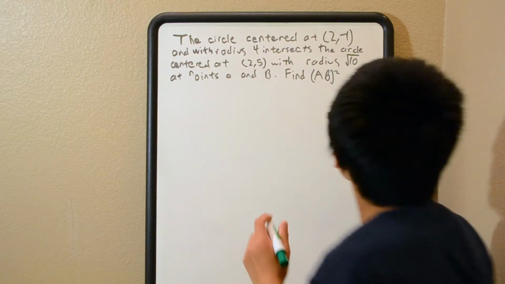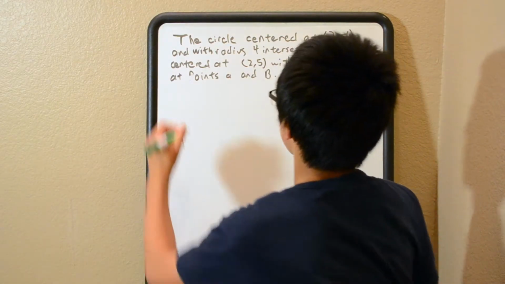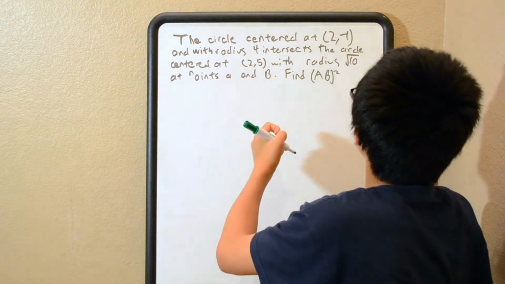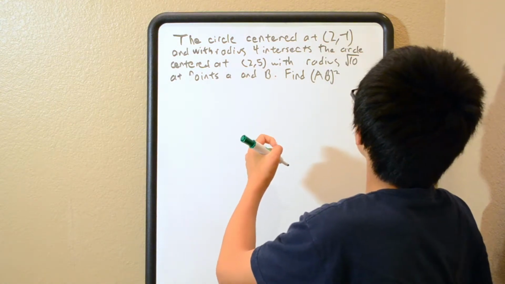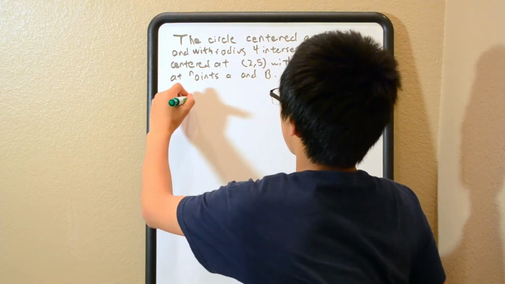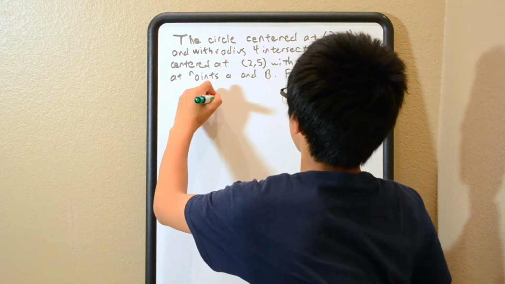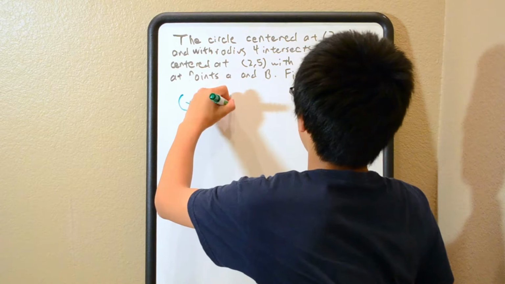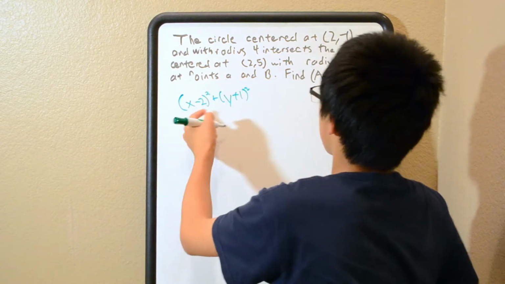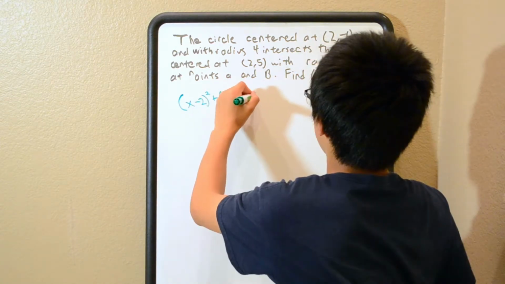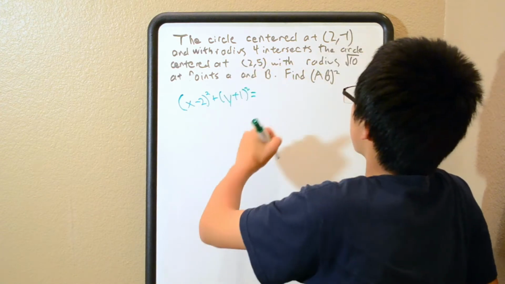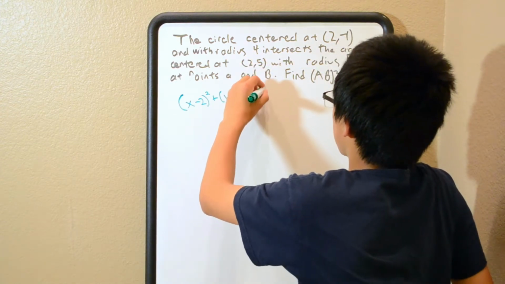So let's start by writing the equations of the two circles. Let's start with the circle that has a center at the point (2, -1). So (x - 2)² + (y + 1)². You see, these are the opposite of the x and y values. And then we square the radius 4 to get 16.